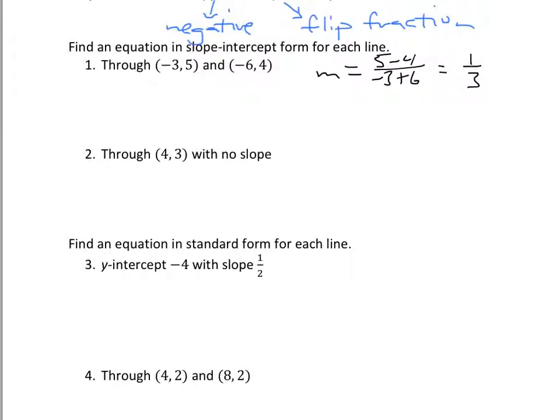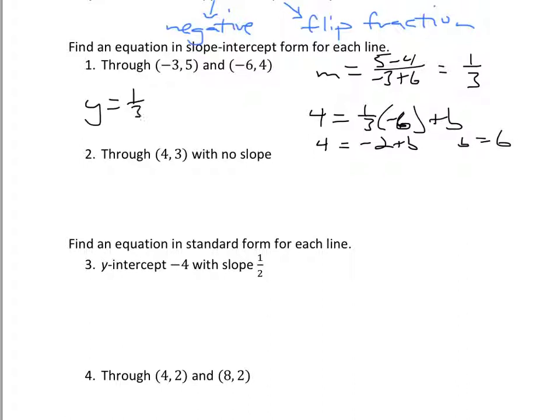And b, I just pick a point. So let's use 4 equals 1/3 times -6 plus b. It doesn't matter what point you pick. If you pick the other one, you'll still get the same answer. So I've got 4 equals -2 plus b, so b equals 6. Now I've got m and b, so the equation is y equals 1/3 x plus 6. Good stuff right there.